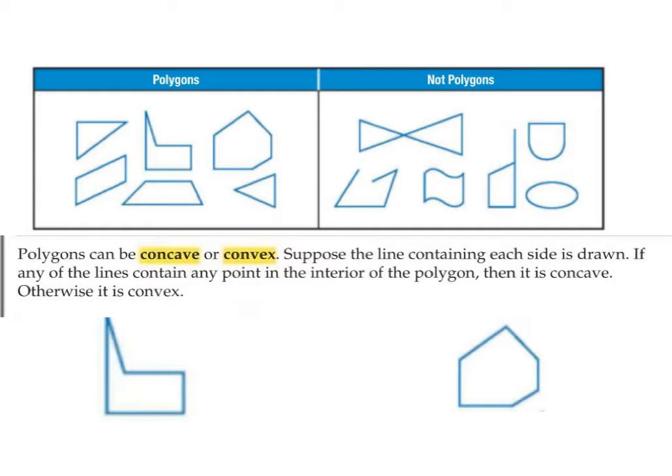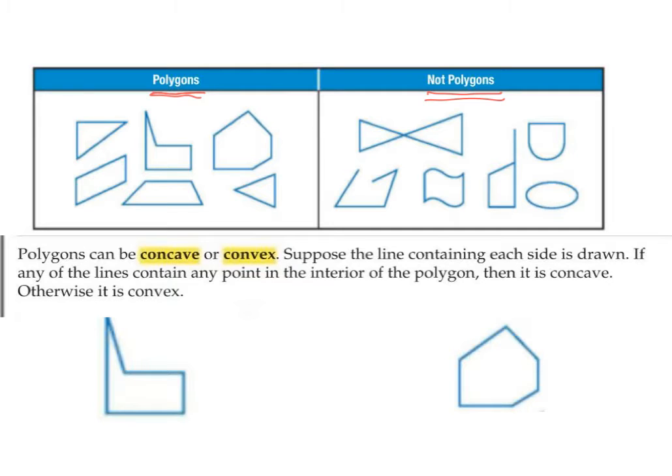A polygon has to be enclosed and it must meet at the very endpoints. So on the left, I have examples of polygons, and on the right, I have examples of images that do not represent polygons because they do not follow the definition described in the previous slide.